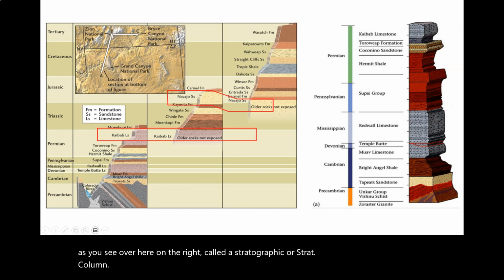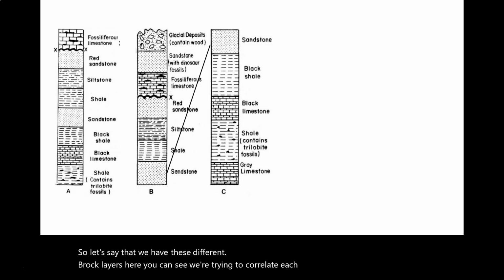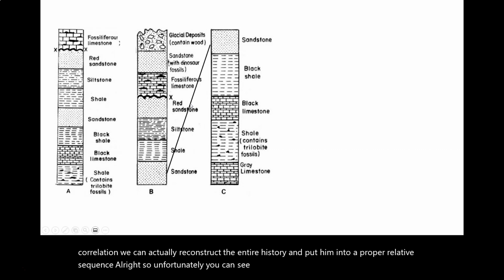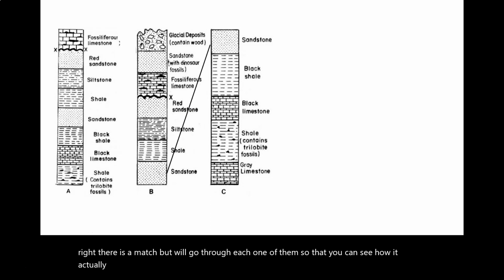Alright, so how do you go about doing this? So let's say that we have these different rock layers here. You can see we're trying to correlate each one of these, and from that correlation we can actually reconstruct the entire history and put them into a proper relative sequence. Alright, so unfortunately you can see one I've already got marked here. So that right there is a match, but we'll go through each one of them so that you can see how it actually works. Alright, so I'm going to start on the strat column on the left, the fossiliferous limestone, and I'm going to match it up.